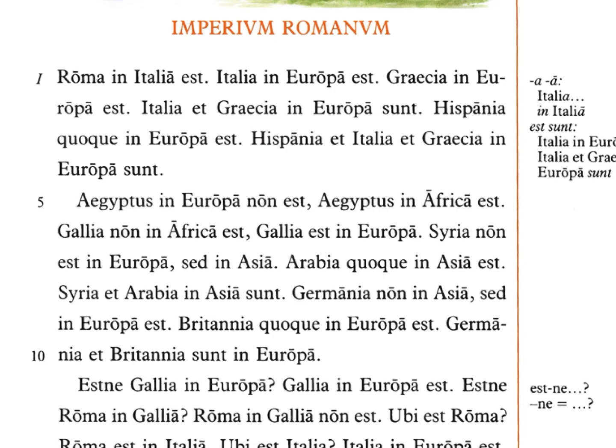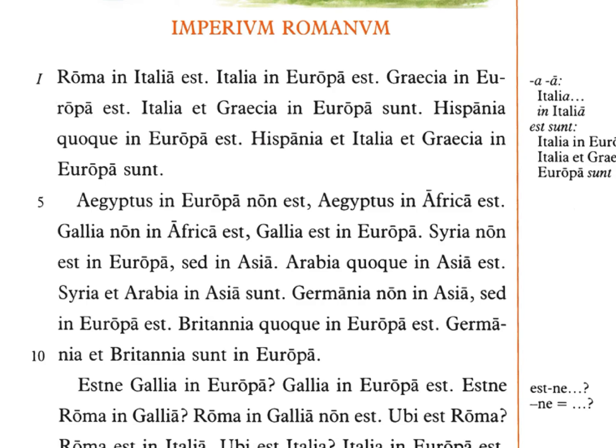Arabia quoque in Asia est. Arabia is also in Asia. Syria et Arabia in Asia sunt. Syria and Arabia are in Asia. Germania non in Asia, sed in Europa est. Germany is not in Asia, but in Europe.